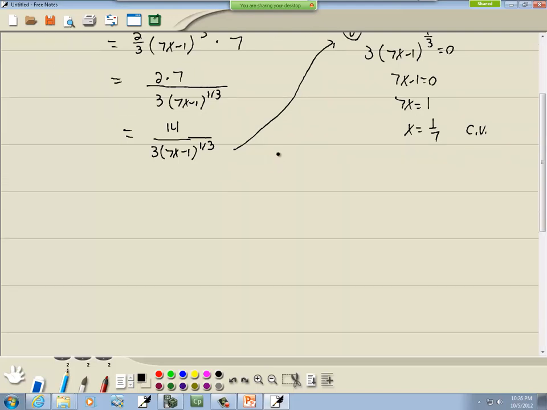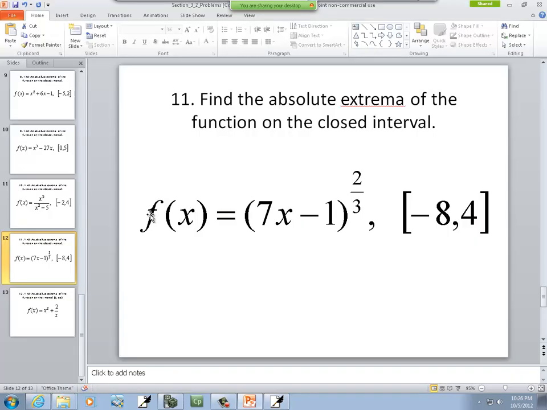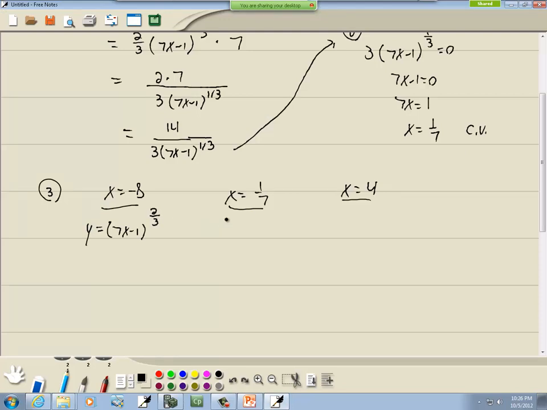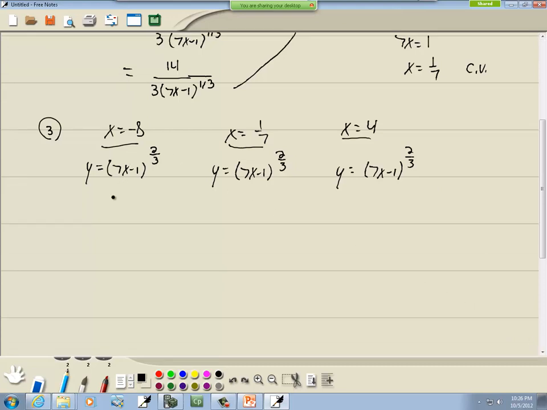So, -8 and 4. And 1/7. We want to plug these into our original function. So we got y is equal to 7x minus 1 to the 2/3. And here we got 7x minus 1 to the 2/3. This is probably not going to come out nice, because I made these numbers up.